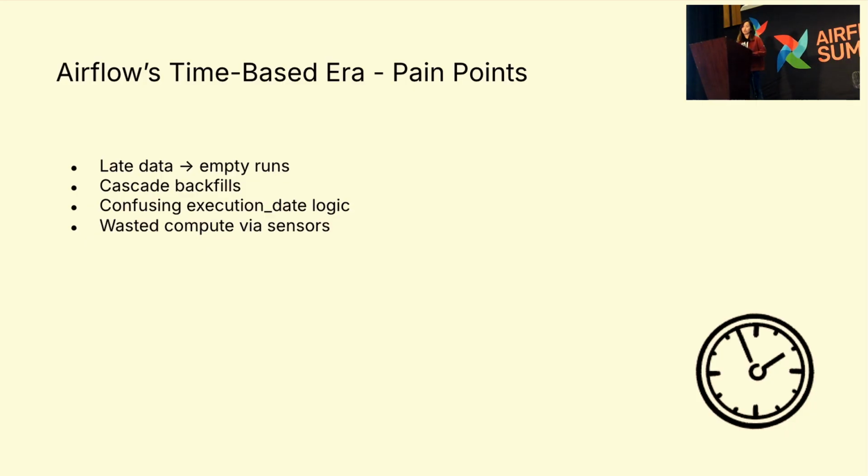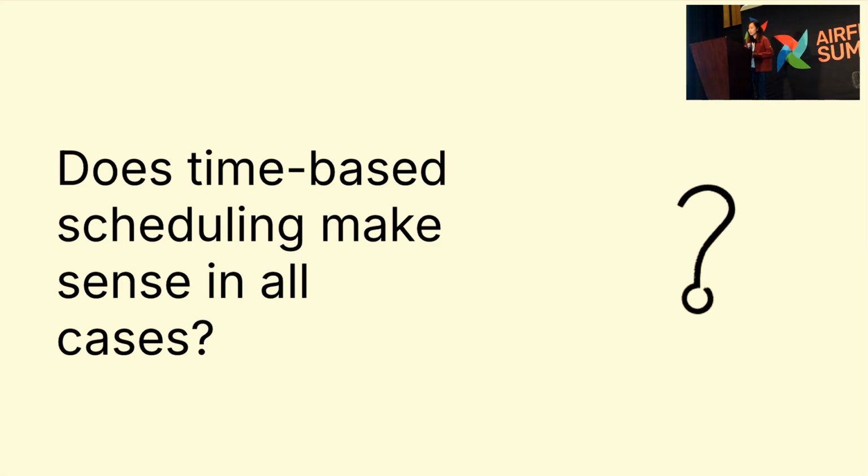In the end, it's truly wasting resources to have so many wait task sensors that just keep pulling from the upstream and checking on the status, where our compute resources can be used in other places that are more important. So here comes the big question. Does time-based scheduling really make sense in all cases?